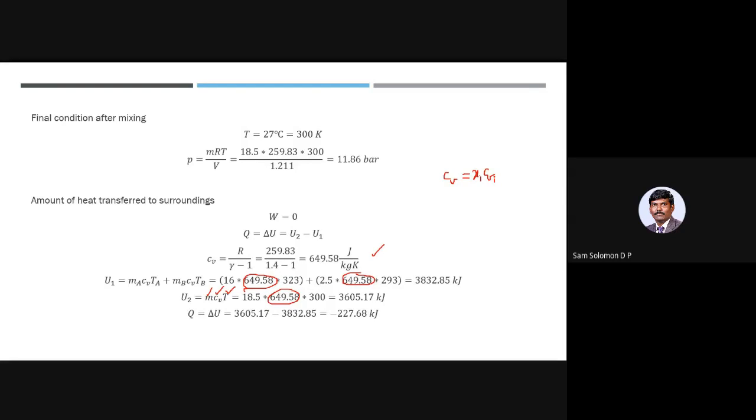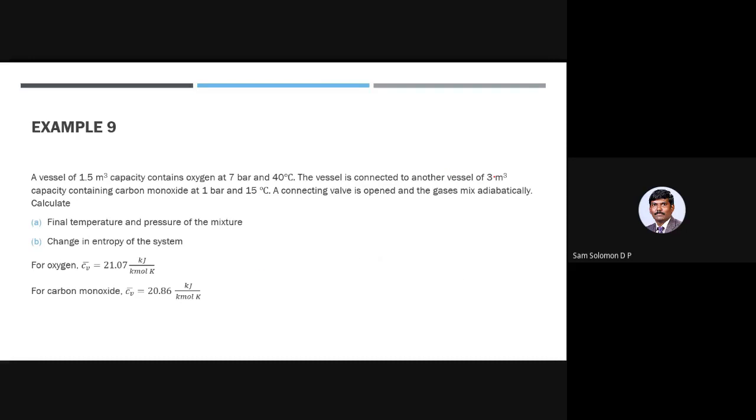Simple equations. Example 9. A vessel of 1.5 meter cube capacity contains oxygen at 7 bar and 40 degrees centigrade. The vessel is connected to another vessel, 3 meter cube capacity, containing carbon monoxide at 1 bar and 15 degrees centigrade. A connecting valve is opened and the gases mix adiabatically. Calculate the final temperature and pressure of the mixture, and the change in entropy of the system. They have given you CV bar for oxygen as 21.07 kilojoule per kilomole Kelvin, and CV bar for carbon monoxide as 20.86 kilojoule per kilomole Kelvin.